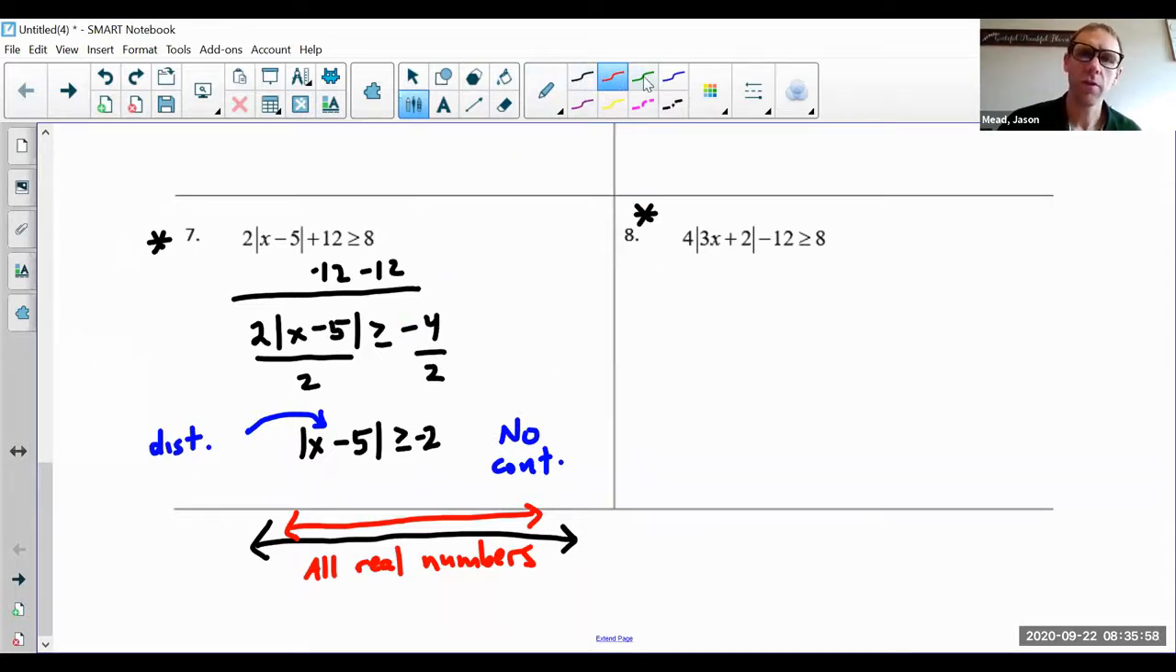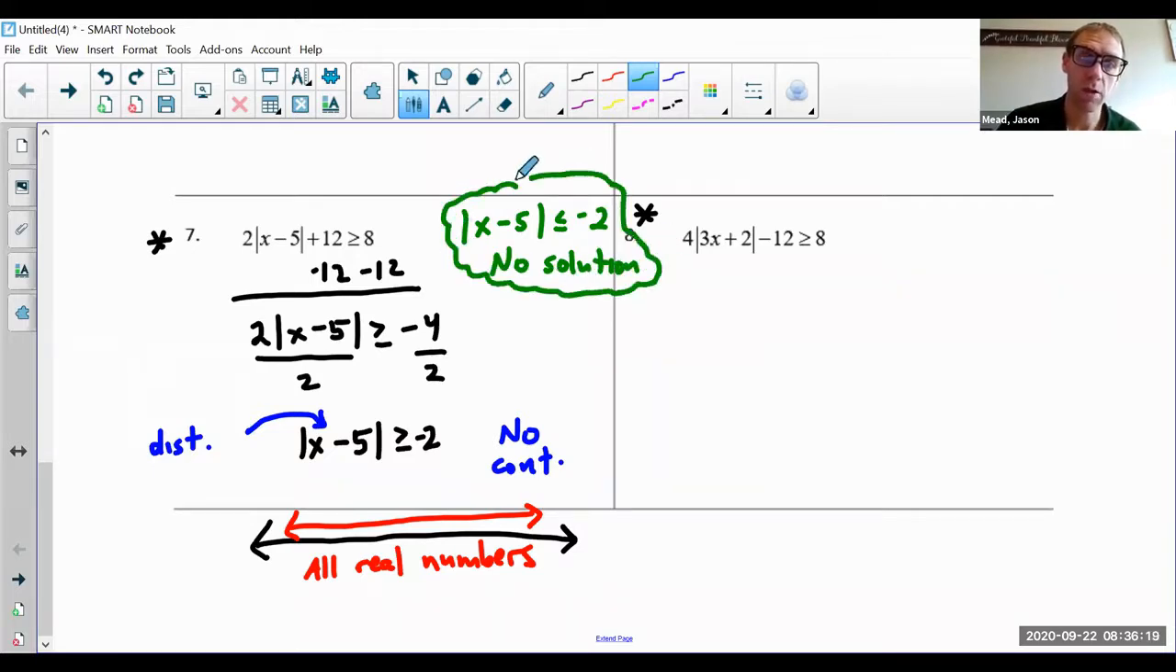Now, what if this problem ended up being x minus 5's absolute value is less than or equal to -2? Well, there would be nothing I can plug in here that would make this work ever. So in this case, I would have no solution if this were my problem. So this isn't the problem, but if it was the problem, I would have no solution.